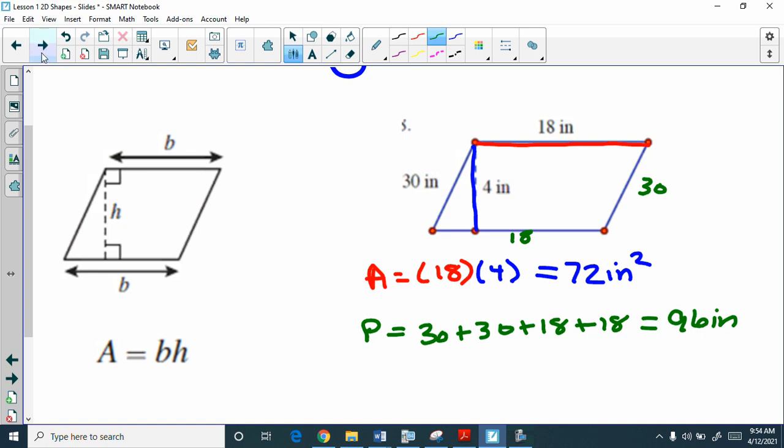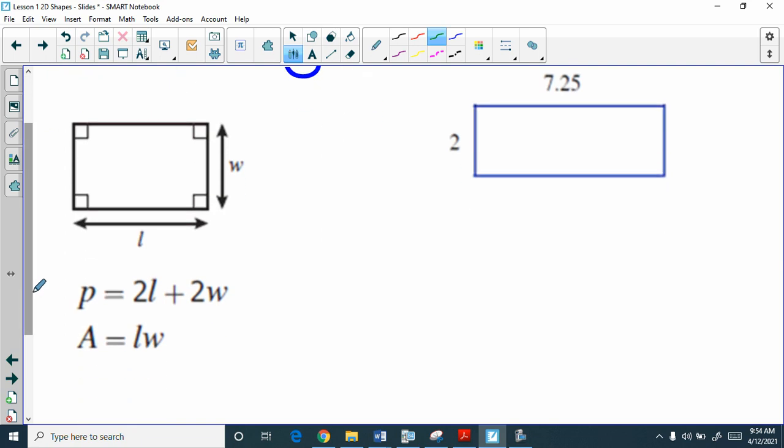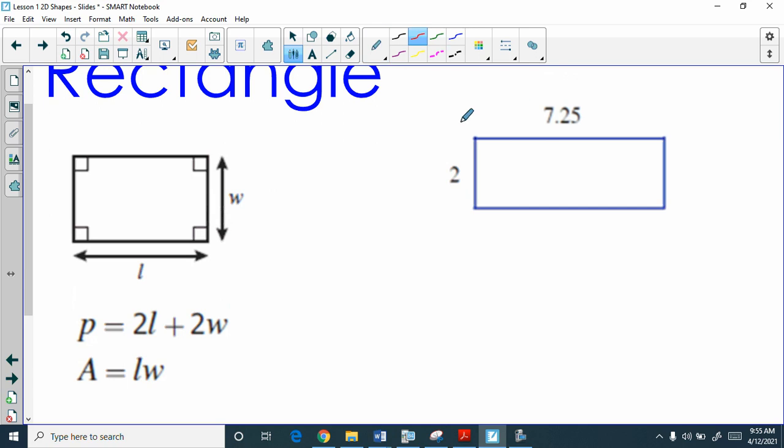Okay, so the next figure we have is a rectangle. So perimeter is length times 2 plus width times 2, and then the area is length times width. Now you can still find the perimeter by adding up all of the sides. You're going to get the same value as this formula. This is just the formula they give you on your formula sheet. So we've got our width, and we've got our length.